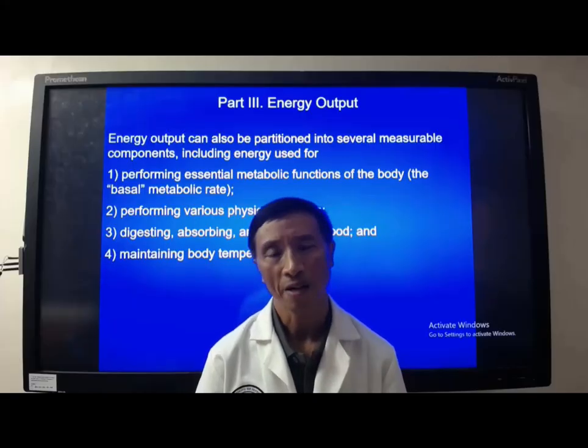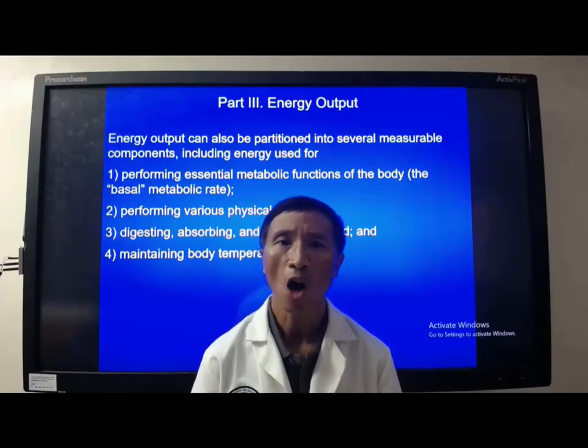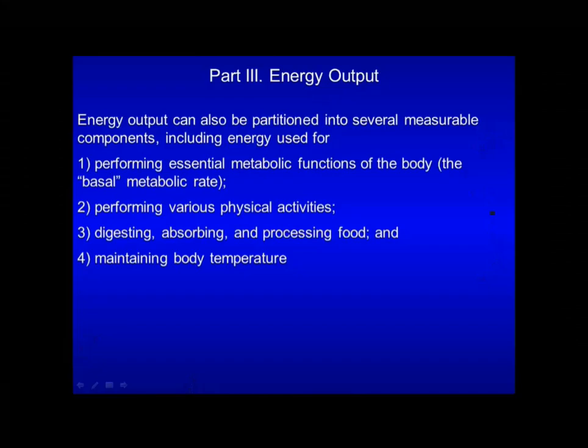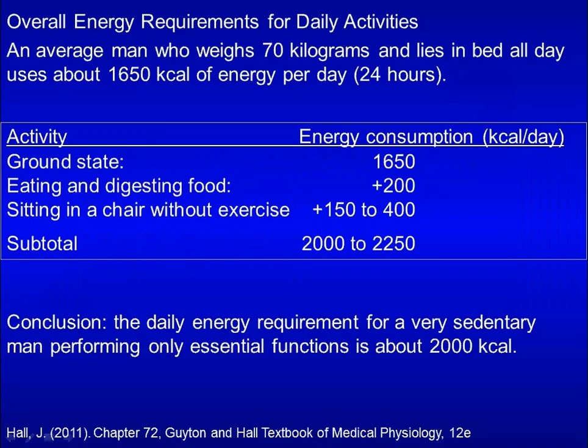Now, let's move to part 3. We will look at energy output. Energy output can be divided into several components, including energy used for performing essential metabolic functions of the body, performing various physical activities, digesting, absorbing, and processing food, and maintaining body temperature. An average man who weighs 70 kilograms and lies in bed all the day uses about 1,650 kilocalories of energy per day.